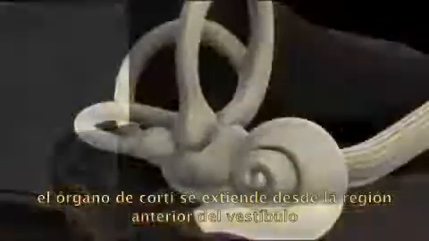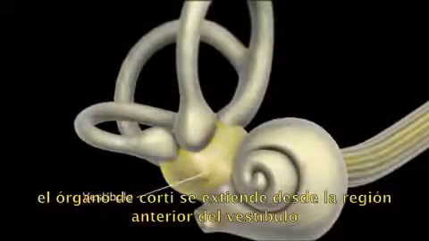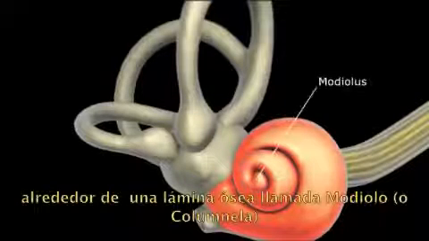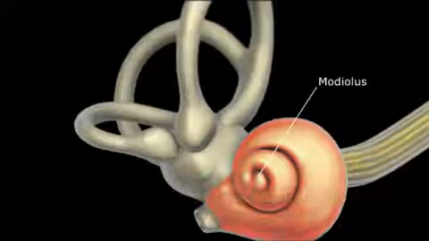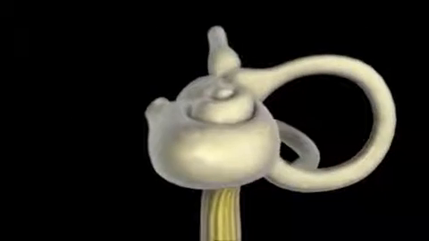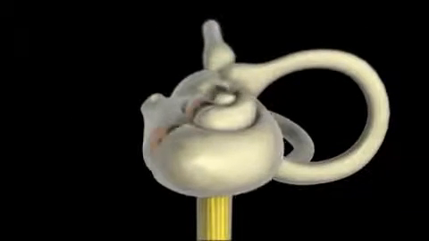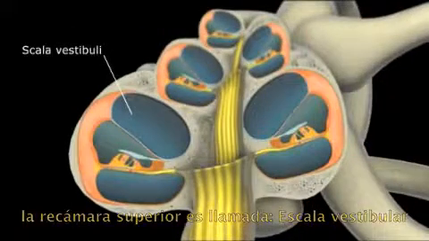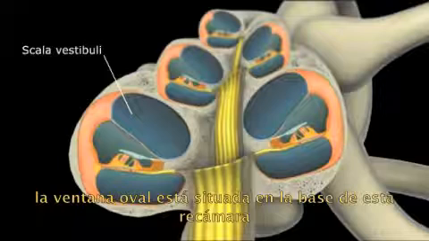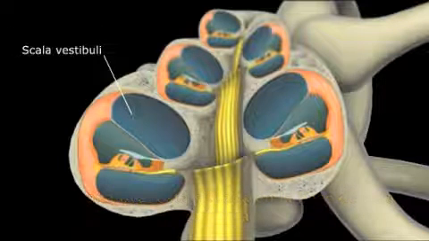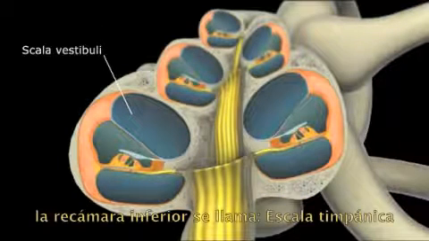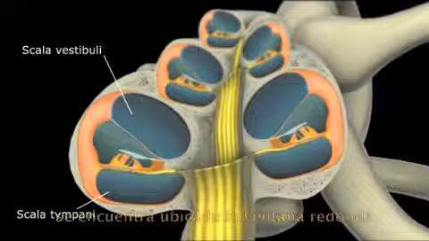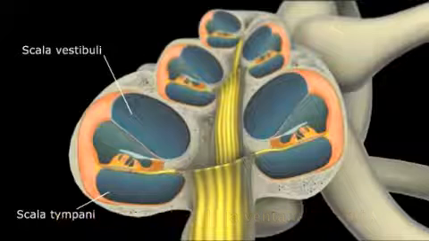The organ of Corti extends from the anterior part of the vestibule and coils for about 2.5 turns around a bony pillar, called the modiolus. In cross-section, the uppermost chamber is called the scala vestibuli. The oval window is situated at the base of this chamber. The lowermost chamber is called the scala tympani. At the base of this chamber is where the round window is located.